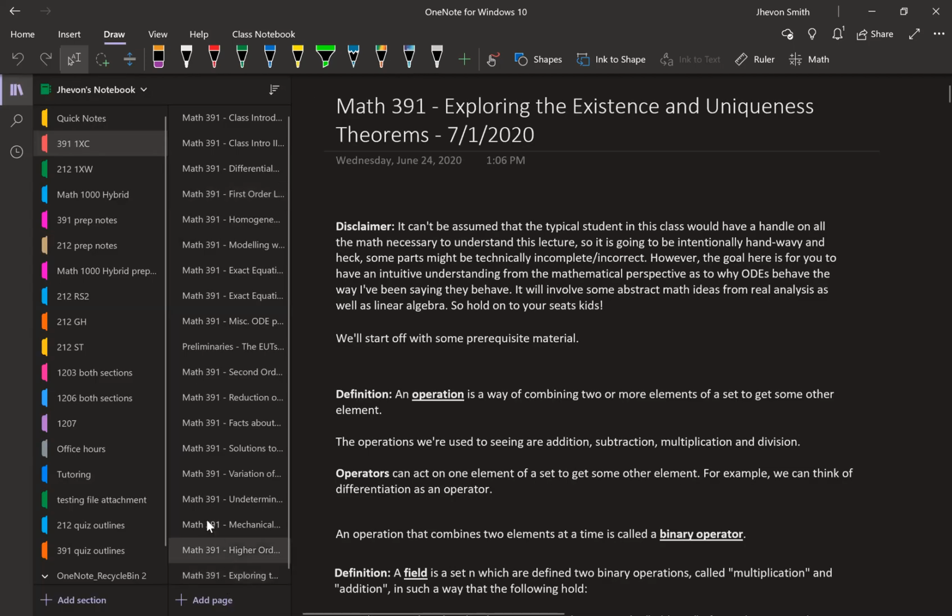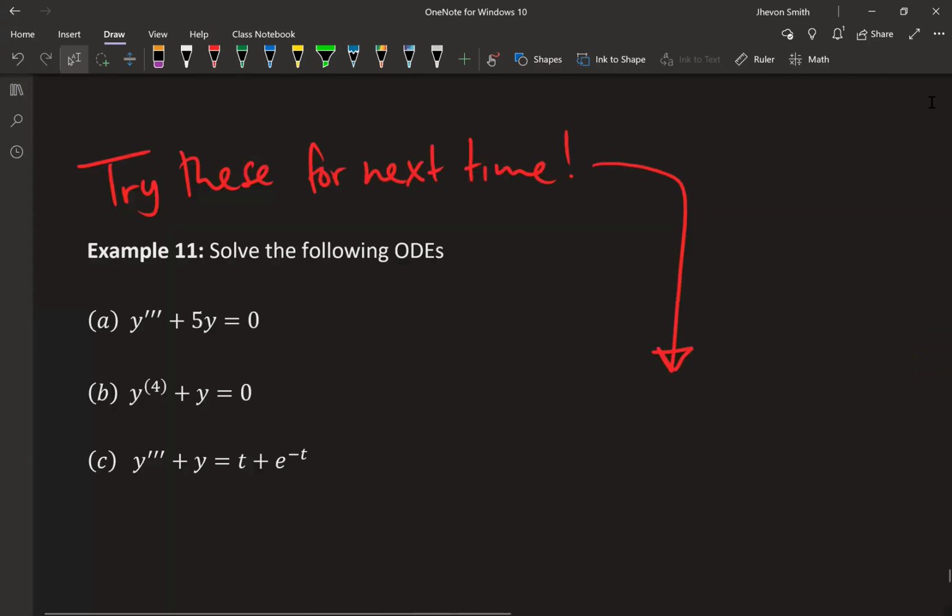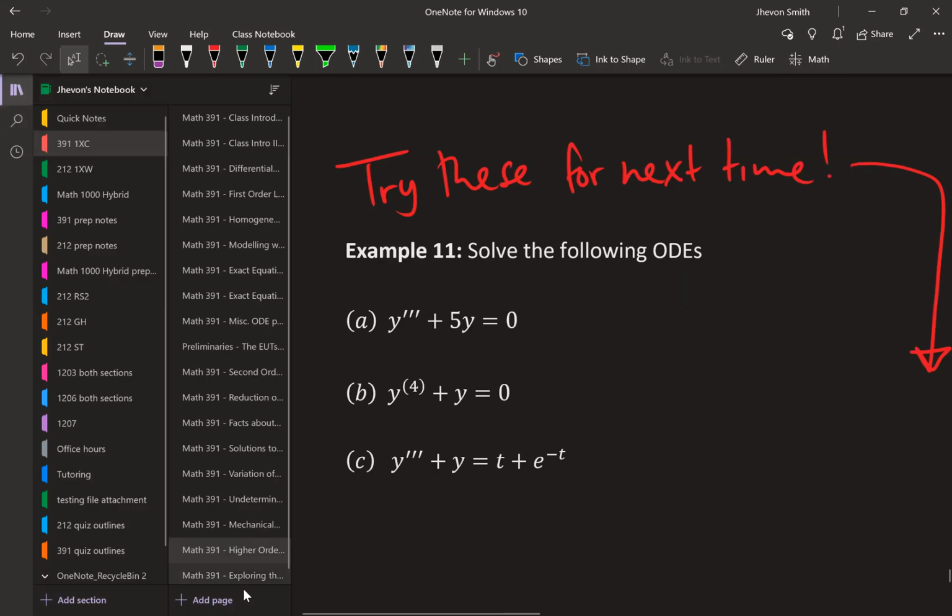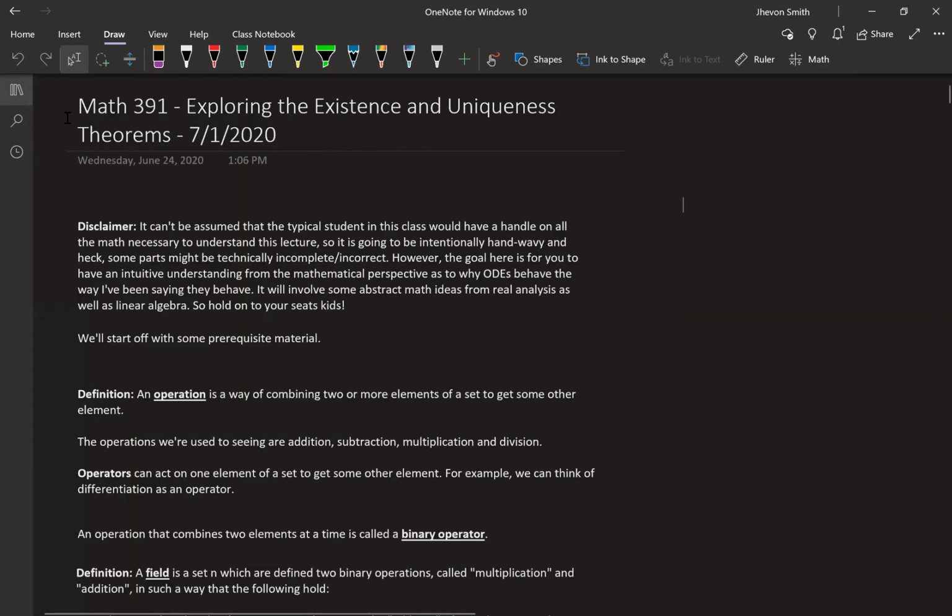So right now, I'll give you some time to take a snapshot of this, take a picture. 5, 4, 3, 2, 1. Okay, so make sure you take those pictures. Make sure you actually solve them. You need to be an active participant in your education. It's better for you that way.